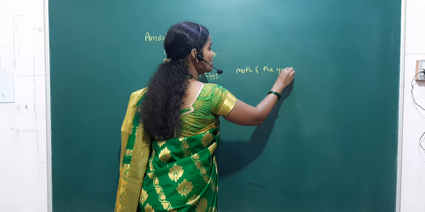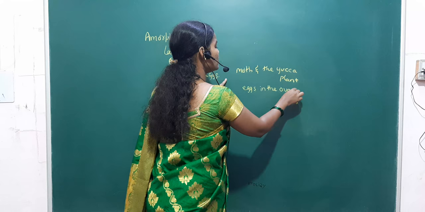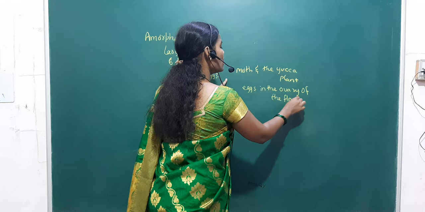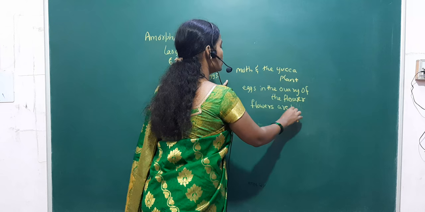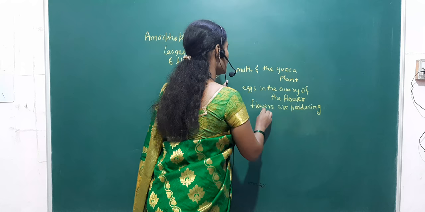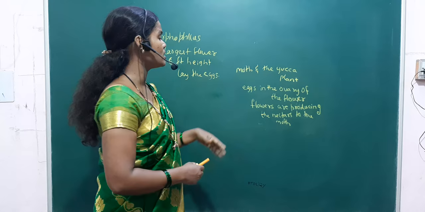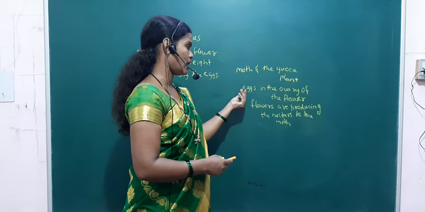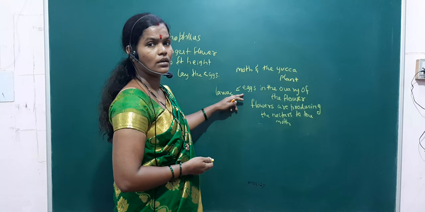Okay, see, the moth releases the eggs in the ovary of the flower, and in turn flowers are producing the nectar for the moth. Okay, that means the pollen grains are in the form of nectar, and as the egg converts into the larvae, it is flying from the ovary, and the ovule is converting into the seed.